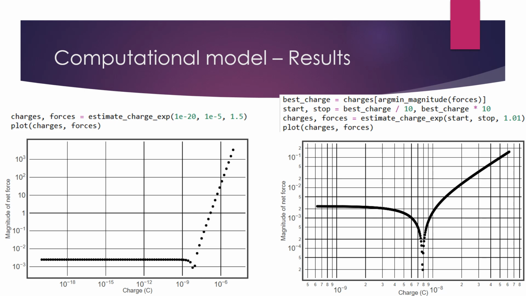Here are the results of my computational model. On the left graph, I charge values between 10 to the negative 20 and 10 to the negative 5 coulombs. As we can see, approximately at 10 to the negative 9 coulombs, the net force is almost zero. The graph on the right is like the graph on the left, but uses a much more limited charge range, approximately 10 to the negative 9 and 10 to the negative 7. As we can see, the net force is almost zero when the charge is approximately 8 times 10 to the negative 9 coulombs.